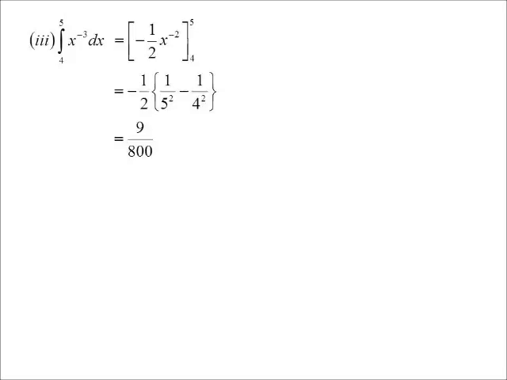x to the negative 3. Negative indices, doesn't matter. Add 1 to the power over the power, so negative 2. When I substitute in, I tend to get rid of the negative indices, because I think it's easier to substitute without them and get the number. So it's 1 over 5 squared minus 1 over 4 squared. All right, let's play.